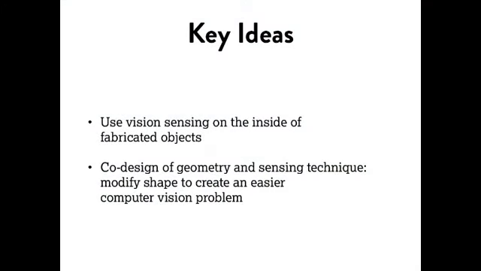OK. So the key ideas in this project: use vision sensing on the inside of fabricated objects. And there's this co-design of the geometry and the sensing technique. So we can modify the shape to create an easier vision problem. This is basically the flip side of the coin of how computer vision usually proceeds, where we say, we don't know anything about the environment, so we're going to write smarter algorithms to extract more information from it. Here, we control everything about the environment. We fabricate it, right? And so we can use that knowledge to increase the utility of existing vision algorithms.